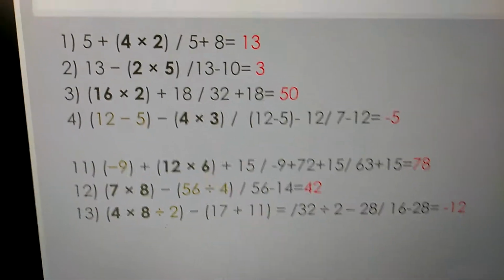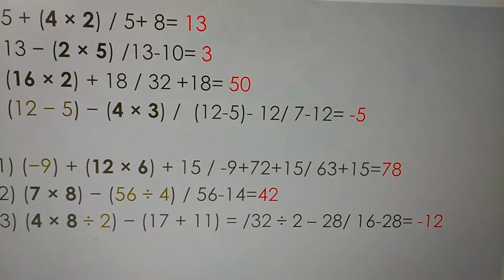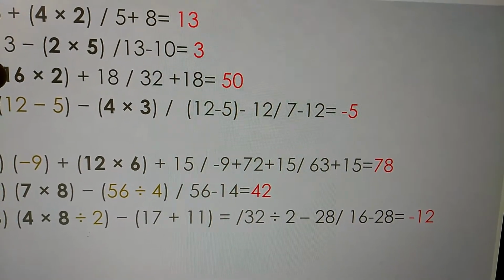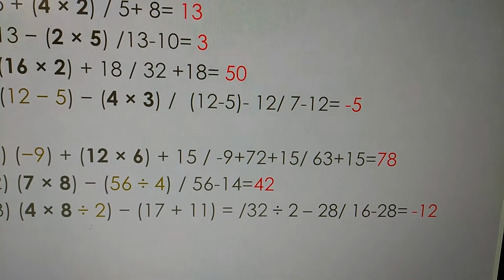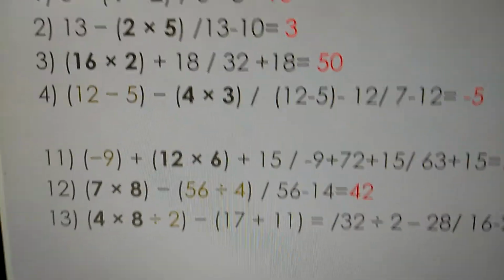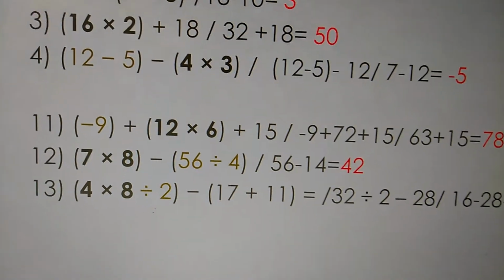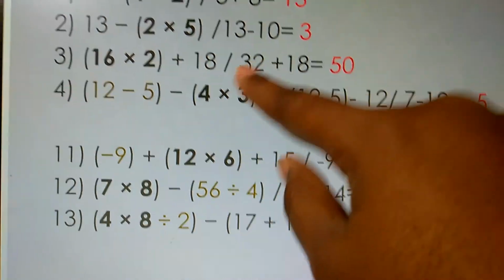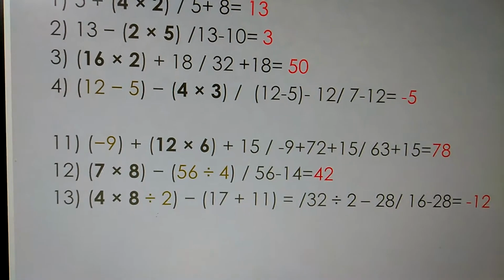And number 3. It doesn't matter if it's on the left side or the right side, as long as it's in parentheses and it's multiplication or division. So parentheses is always first, whether it's in the middle, first, second, third, and so on. It goes first. Okay? So 16 times 2 plus 18. 16 times 2 is 32, and then I added plus 18. So 32 plus 18 is 50. So that's our answer for number 3.